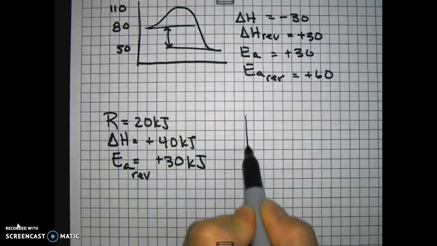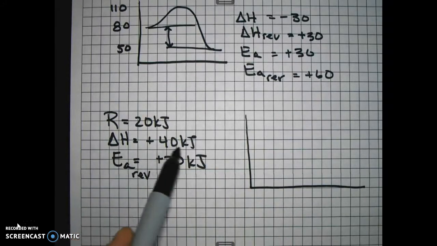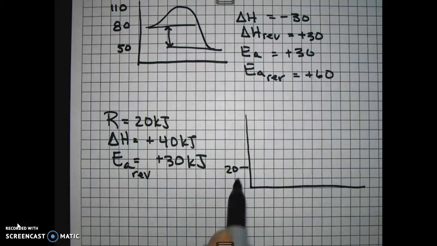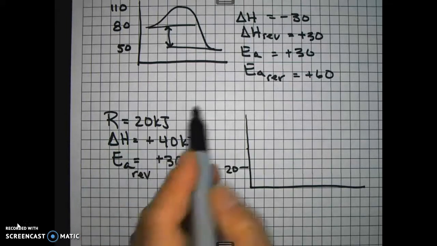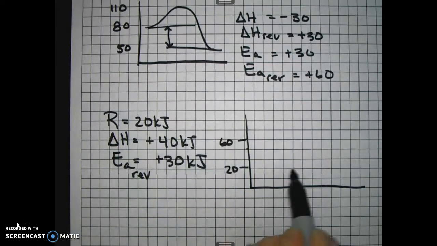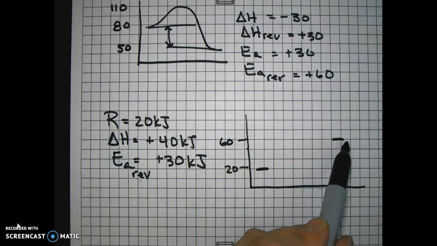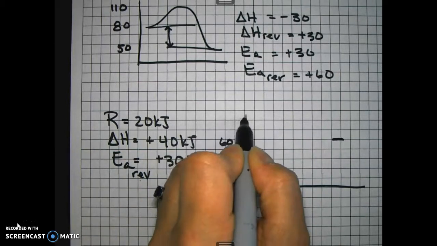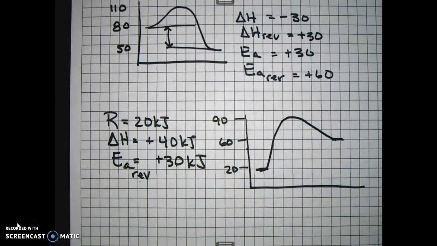Okay, so you've paused it. So reactants, I'm starting at 20. Since delta H is positive, I know that my products are going to be higher. Since delta H is a positive 40, that means my products must be at 60. So my products are going to be over here, my reactants over here. Activation energy in reverse is from my products to the activated complex. So 60 plus 30 gives me 90. So there's my potential energy diagram.